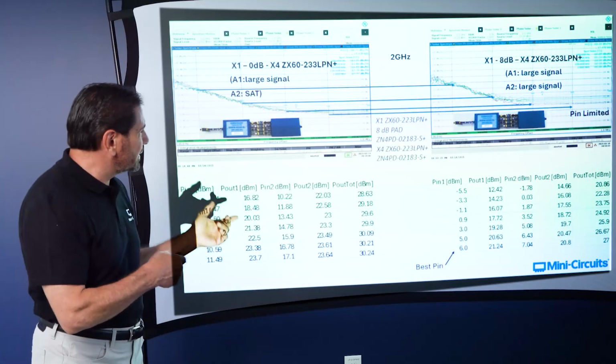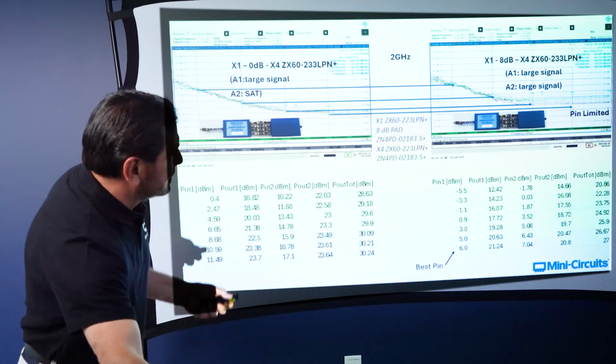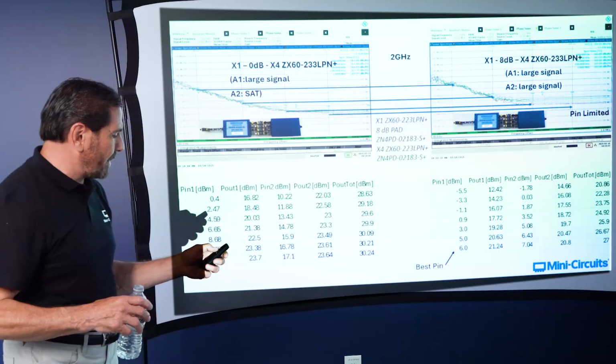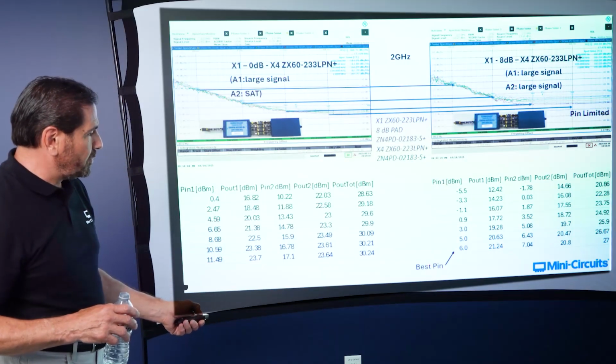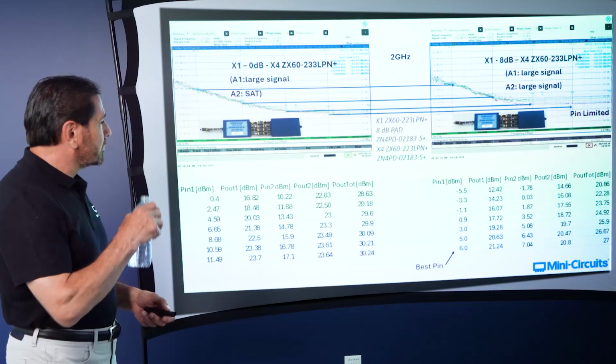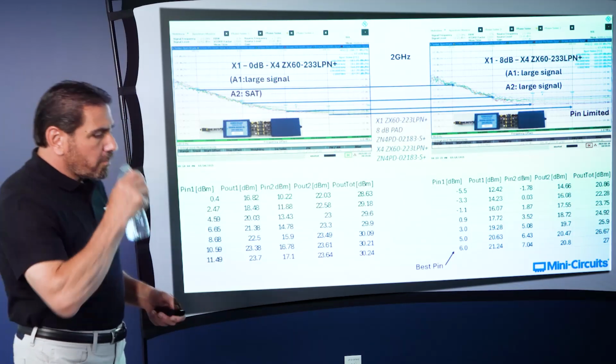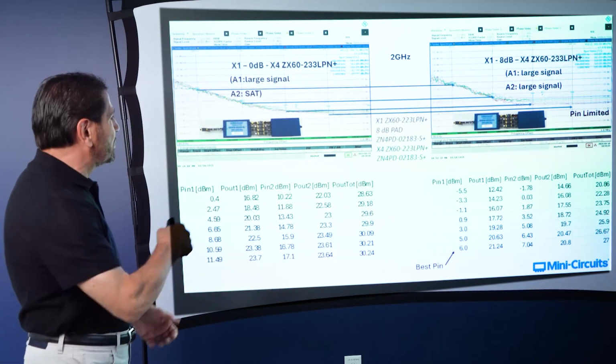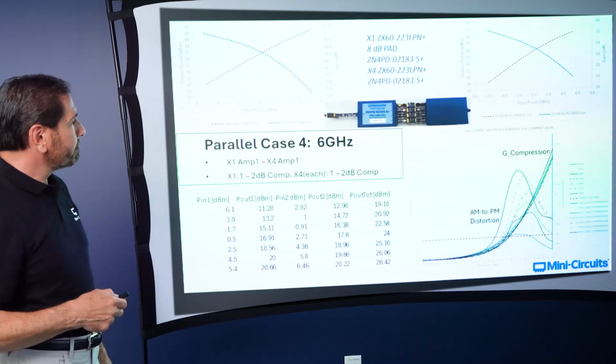But you can see there's certainly no real penalty if we operate at what I call the best P in here, which is about +6. We're very consistent between the two scenarios here.